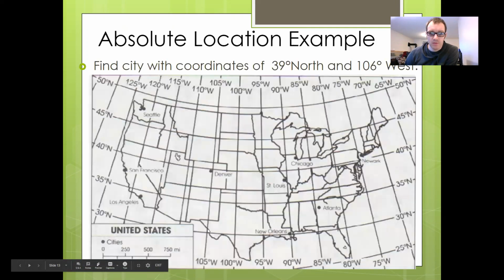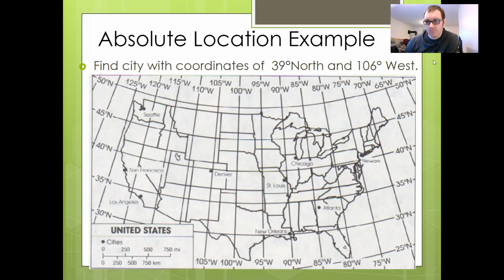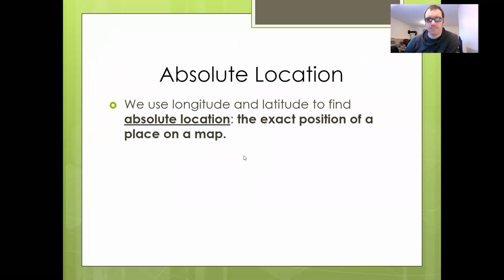Okay. So for example, if I said find the city with the coordinates of 39 north and 106 west, that would be pretty absolute, right, on this kind of map. So if I look, well, here's 40 north. Here's 100 west. So we're looking right around 105 west, 106 west, 39. That would be Denver right there. And so you use those coordinates to figure out your absolute location.